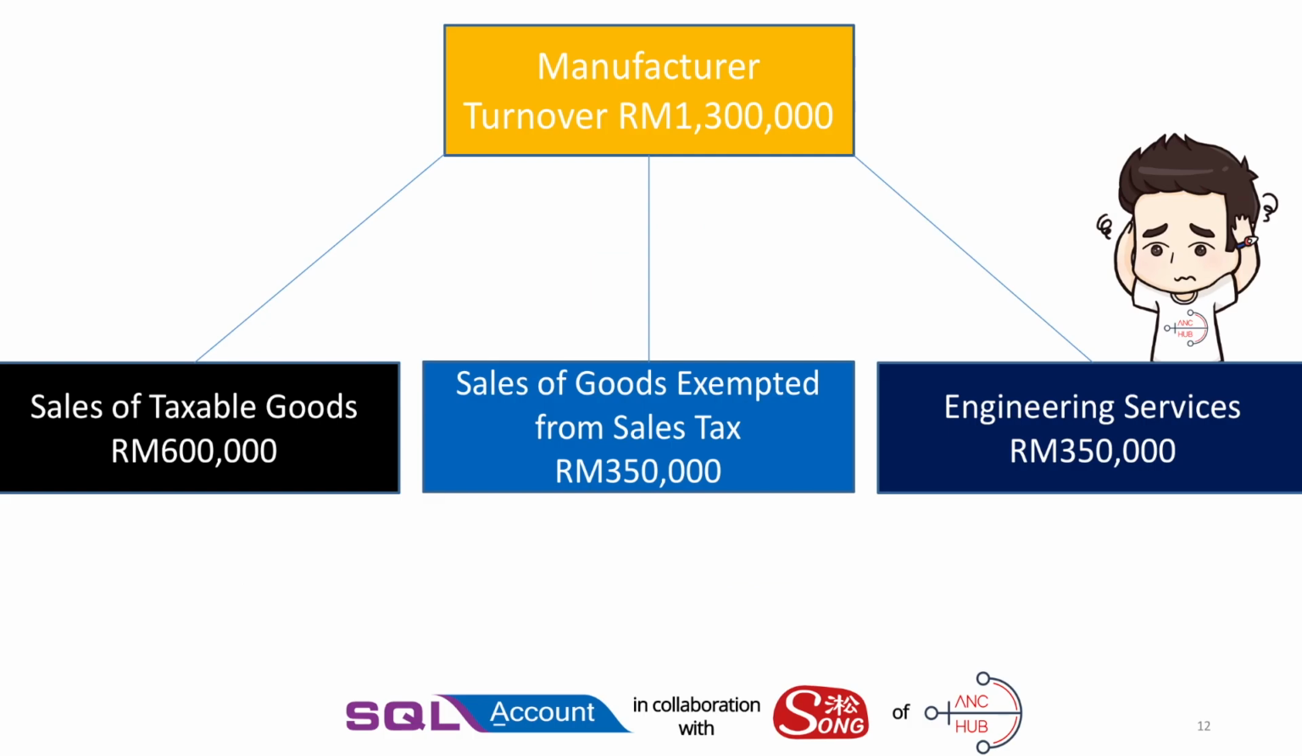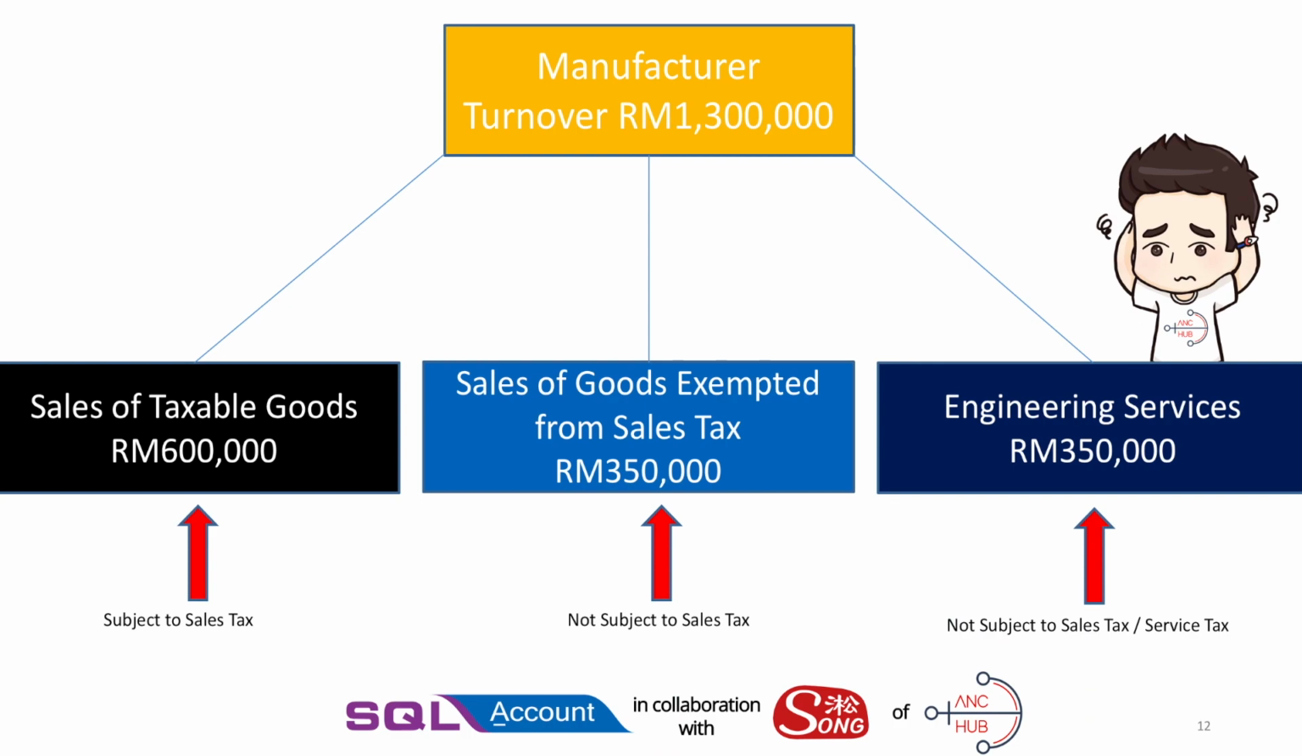Number 3. Assuming I'm a manufacturer, I have to define what my taxable goods are, and what the threshold and the amount are. Based on the calculation of taxable goods, I realized it's 600,000. Then I look at the exempted goods, it's 350,000. Now the 600,000 will have to register and will have to charge sales tax. But the exempted ones will not be subject to sales tax. Same thing goes for engineering services, because I haven't hit the threshold, so this too is not subject to any sales tax or service tax.